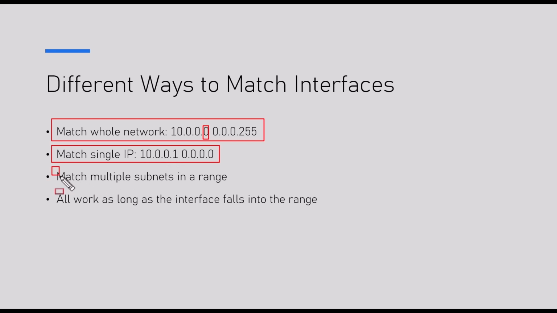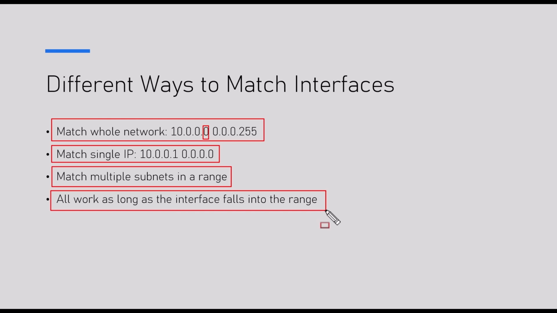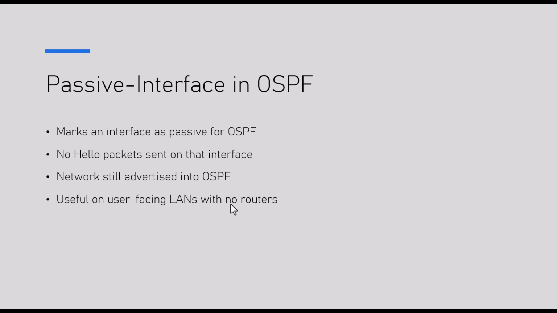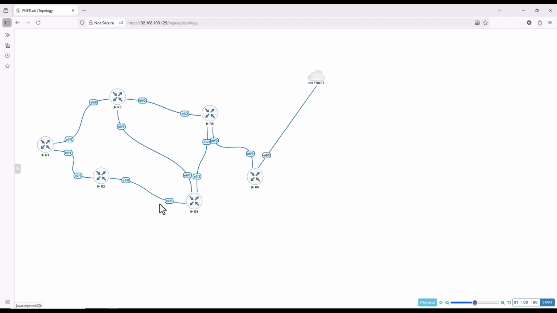You can have matching multiple subnets in a range, and all of them are going to work. What you need to do is to just make sure that the interface is going to fall into the range, and that's going to do the configuration for you. Okay, let's just go for the configuration on a real lab.